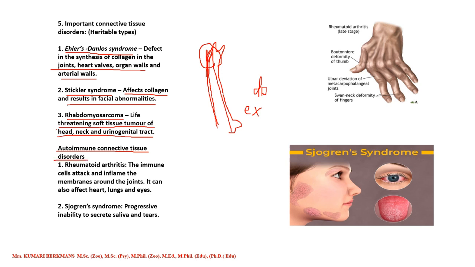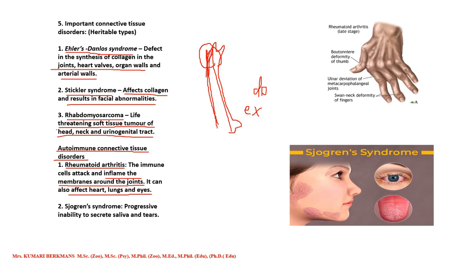Okay, next one, autoimmune connective tissue disorder. In that, first one is rheumatoid arthritis. The immune cells attack and inflame the membranes around the joints. What is arthritis? Inflammation of the membrane around the joints. It can also affect the heart, lungs as well as the eyes. So you have to be very careful.